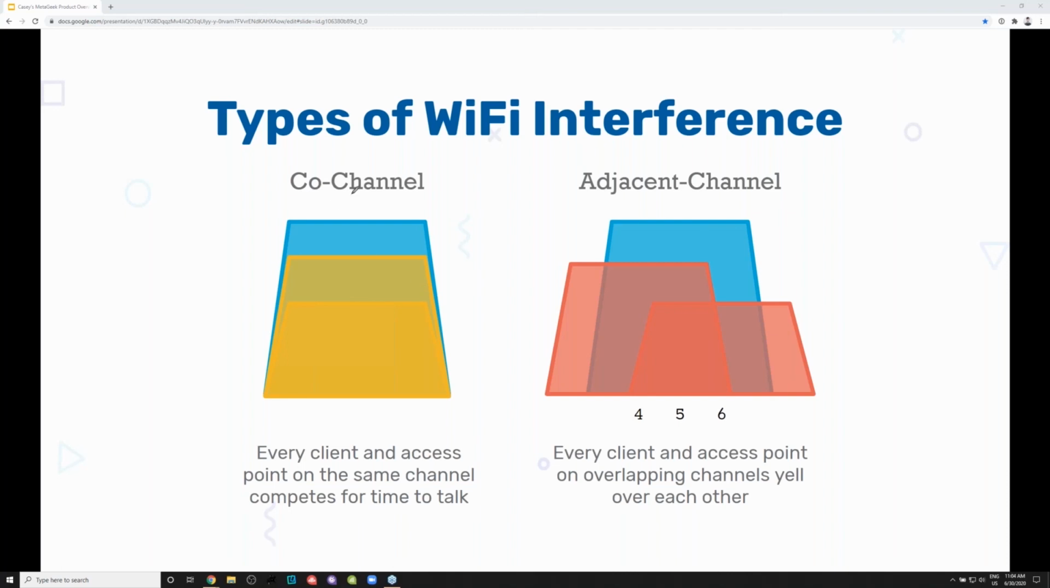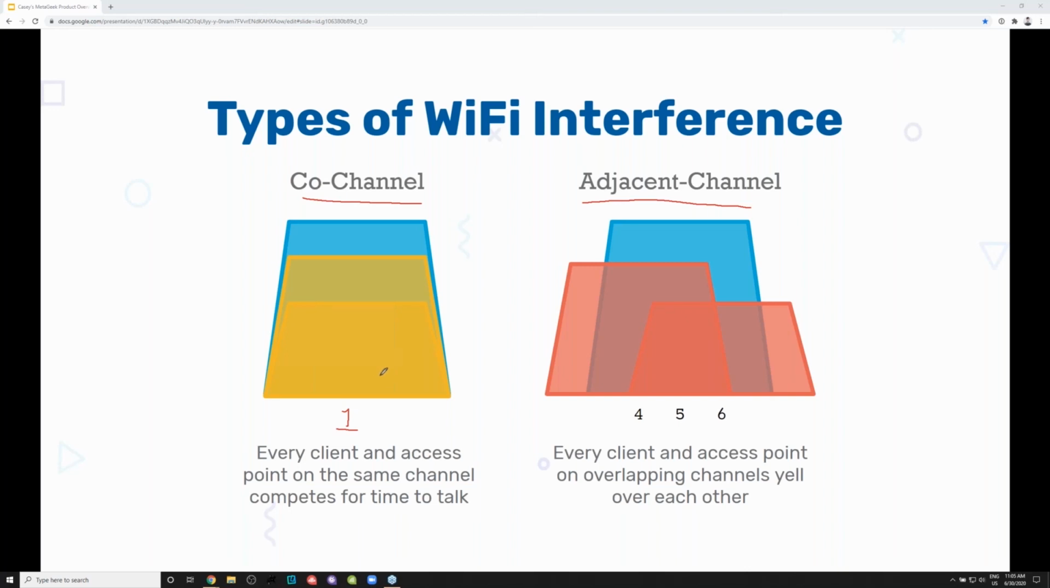Co-channel interference is always preferable to adjacent channel interference, but what does that mean exactly? In this example, let's just say that my neighbor and I were using channel 1 for our Wi-Fi networks. That means we have 2 networks on channel 1, and all of our Wi-Fi devices are using channel 1 to talk with our networks.